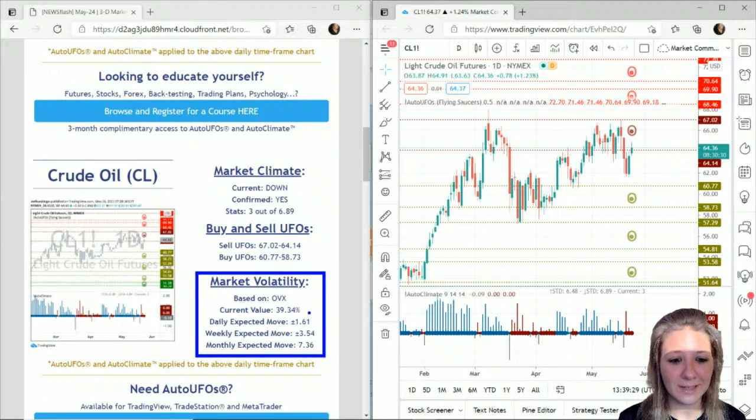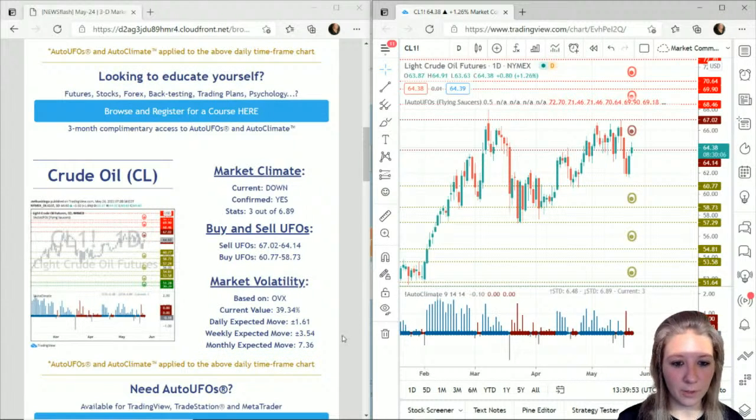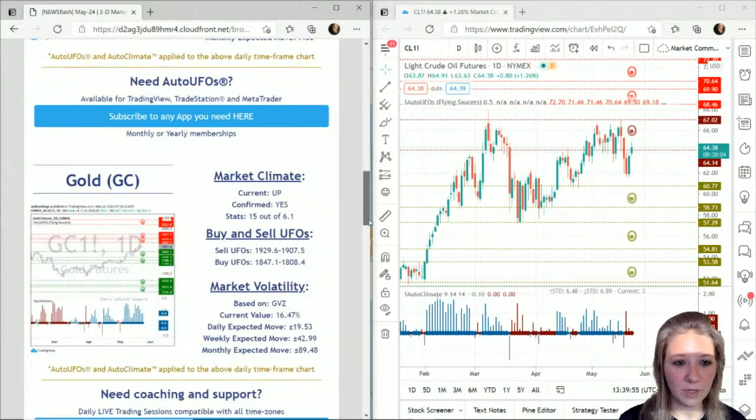Now, in terms of volatility, in 1 year, we'd expect oil to move 39.34%. In a day, that's up or down of 1.61 points. In a week, up or down of 3.54 points. And in 1 month, up or down of 7.36 points. So that's oil. Let's move on to the next market, which is gold.